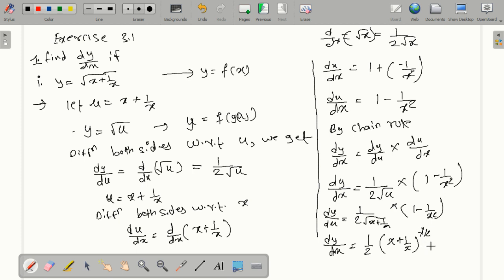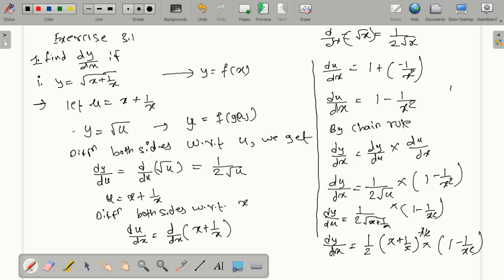Minus half into 1 minus 1 upon x squared. So I've written this answer. And x plus 1 upon x raised to minus half, if you notice, this is 1 by 2 into 1 upon root of x plus 1 upon x.